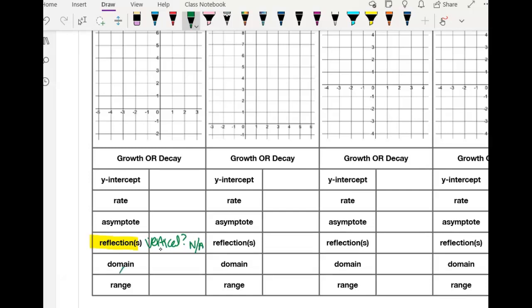And then remember your domain is your x values, so you're going to go from left to right, from the least to the greatest. And your range is your y values, so you're going to go from the lowest to the highest. We always go least to greatest when we're listing those out. And that's going to be our interval notation.